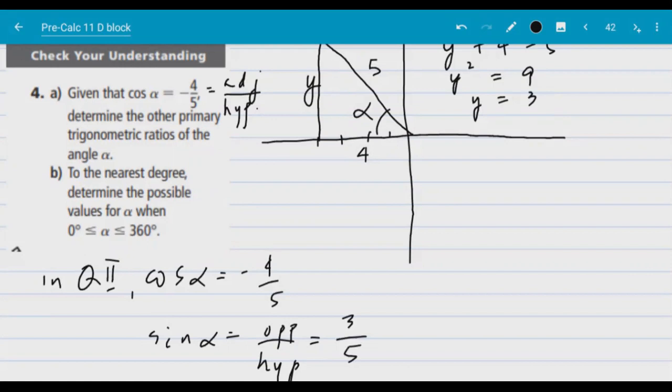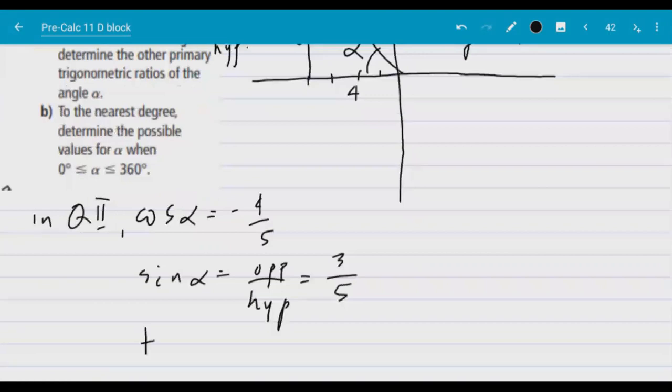Now, let me ask you this. Is the sine of alpha going to be positive or negative? In quadrant 2, the sine of the angle is going to be positive. All right? So, what else do we need? Tangent. Tangent of alpha.